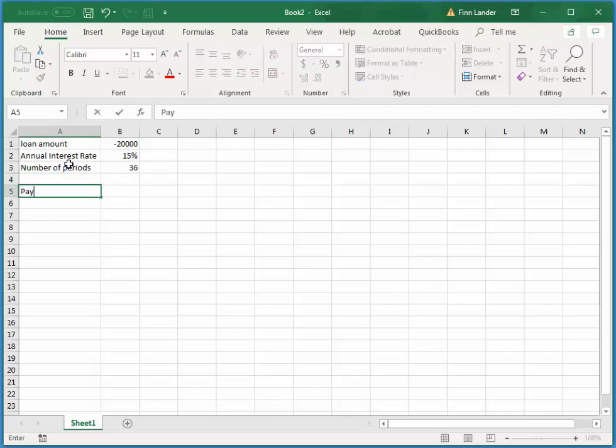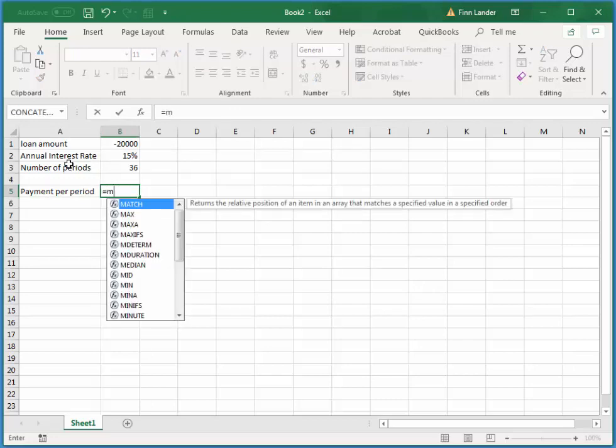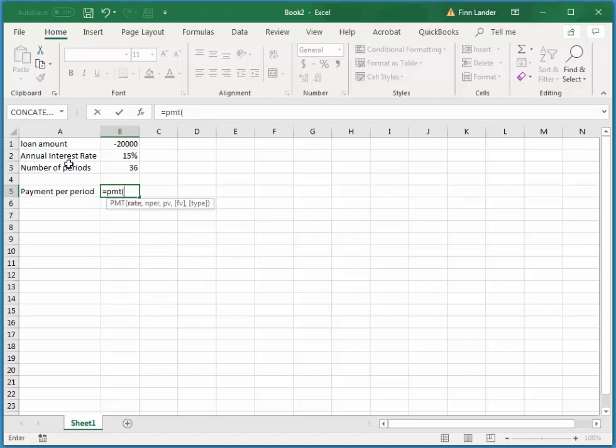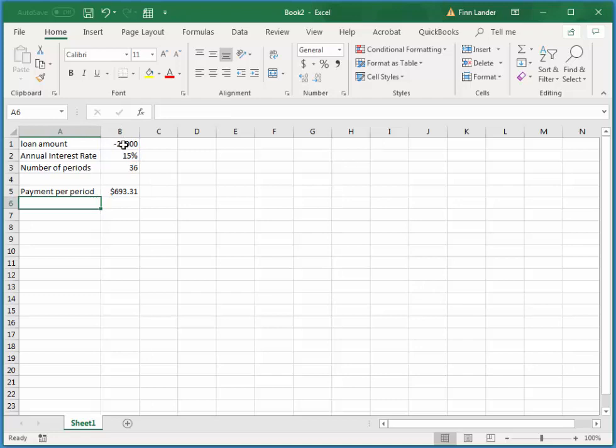And then I'll calculate the payment per period. That is equals to PMT. Once you type in PMT, it basically guides you through what numbers to pop in. First of all, the rate. That's the annual interest rate, but again, since we're paying per month, we want to divide that by 12. Number of periods, 36 months. And then our present value is, again, we're in debt, so it's negative. So our payments will be $693.31.